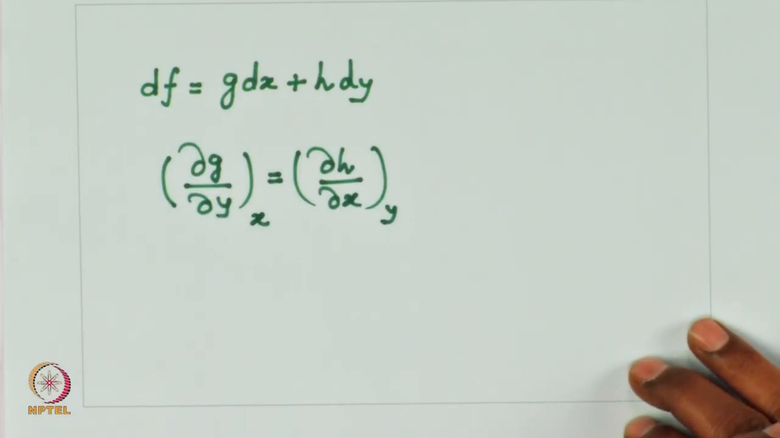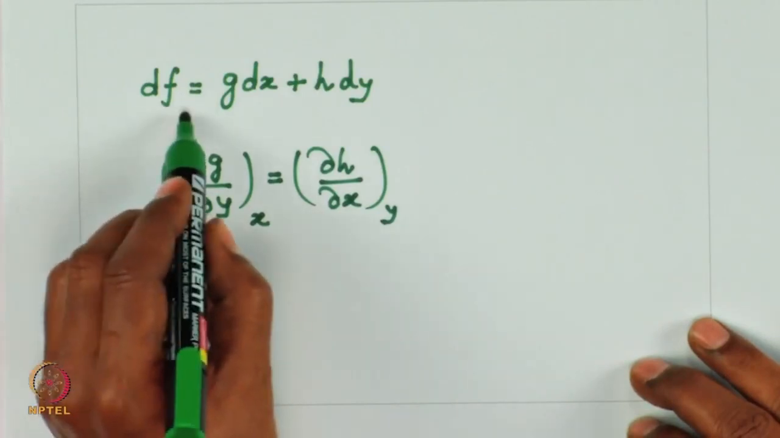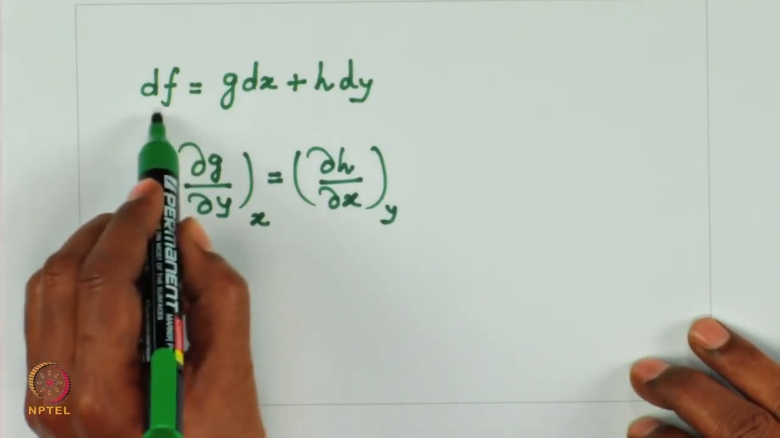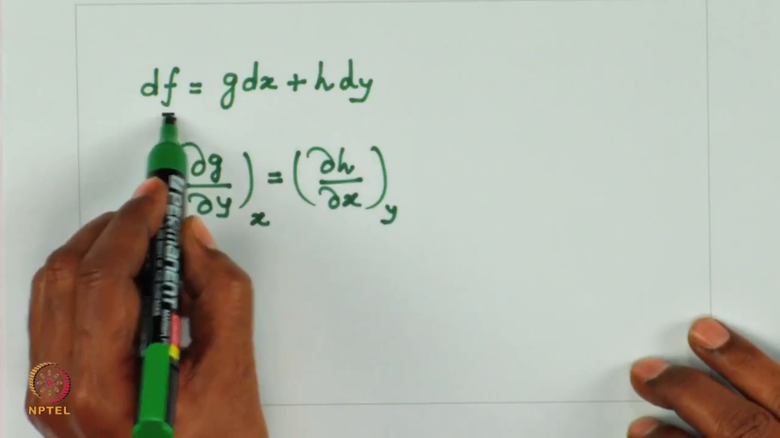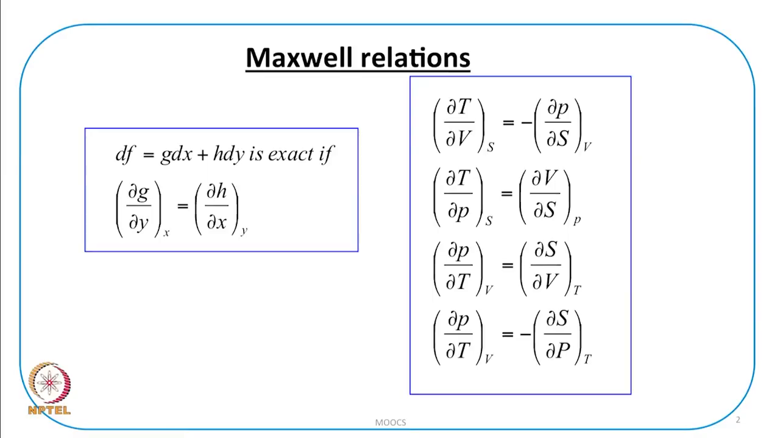So, exact differentials, once again I am repeating, df is exact if f is a state property. Now, we will make use of this fact to derive Maxwell relations, four Maxwell relations which you can see on the screen.